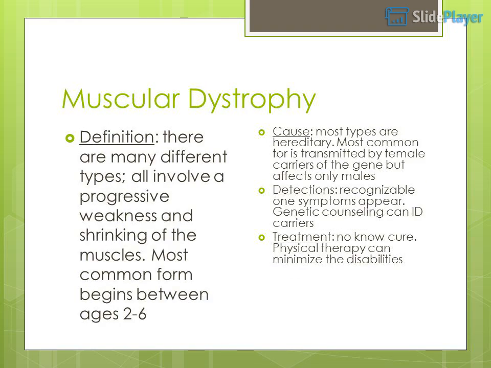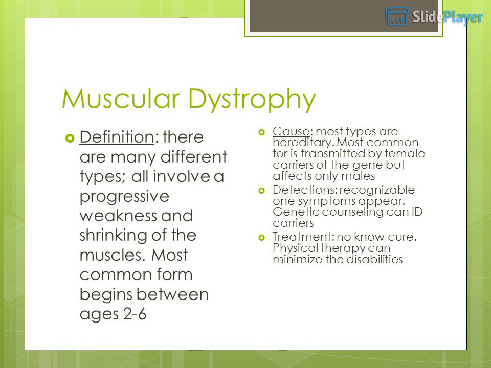Muscular dystrophy. Definition: there are many different types, all involve a progressive weakness and shrinking of the muscles. Most common form begins between ages 2 to 6. Cause: most types are hereditary. Most common form is transmitted by female carriers of the gene but affects only males.